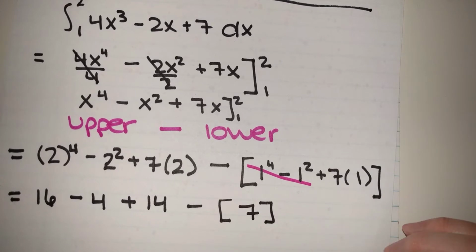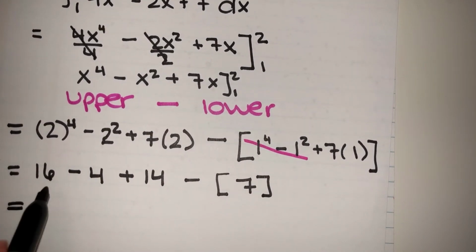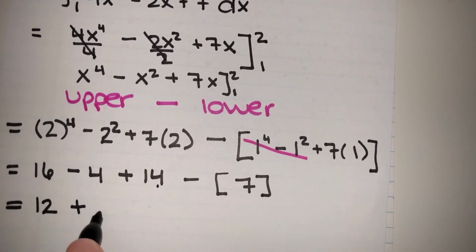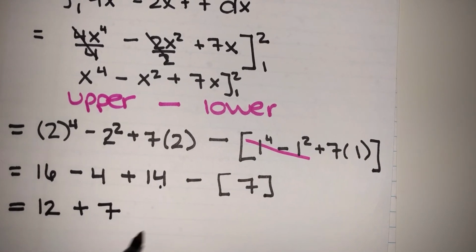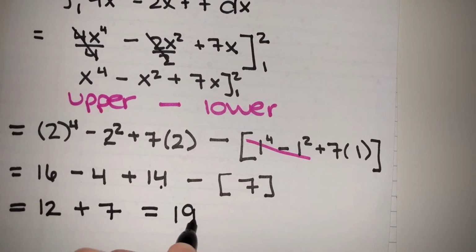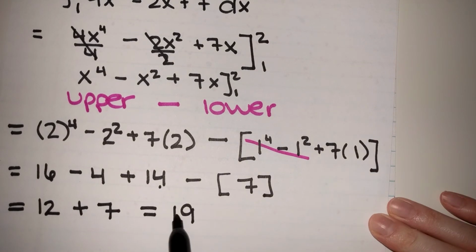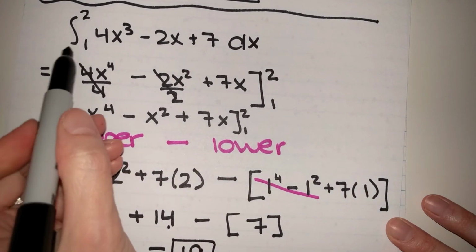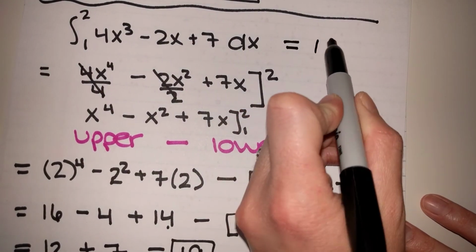Okay? So what we're looking at here is the 16 minus 4, so that's going to give us 12. And then the 14 minus 7 is going to give us a positive 7. So that tells us that overall we have 19 for our answer. And again, when we write down this 19, we are saying that way back up here, this definite integral is equal to 19.